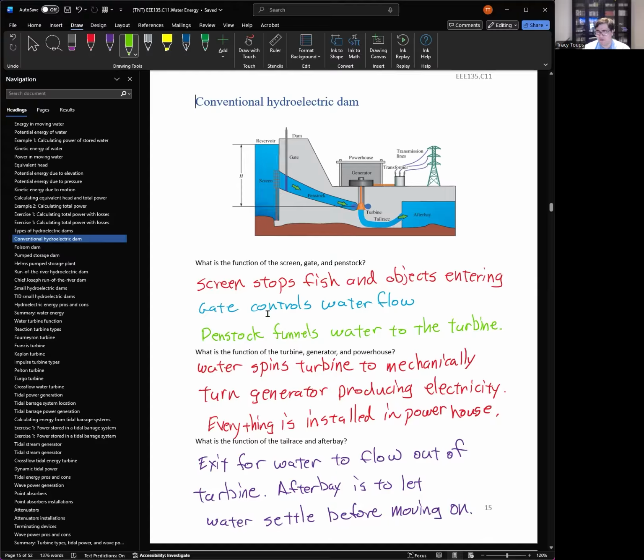So the gate controls the water flow. The penstock itself funnels water to the turbine, and then it'll spin the turbine. What's the function of the turbine in the middle, the generator, and the powerhouse?